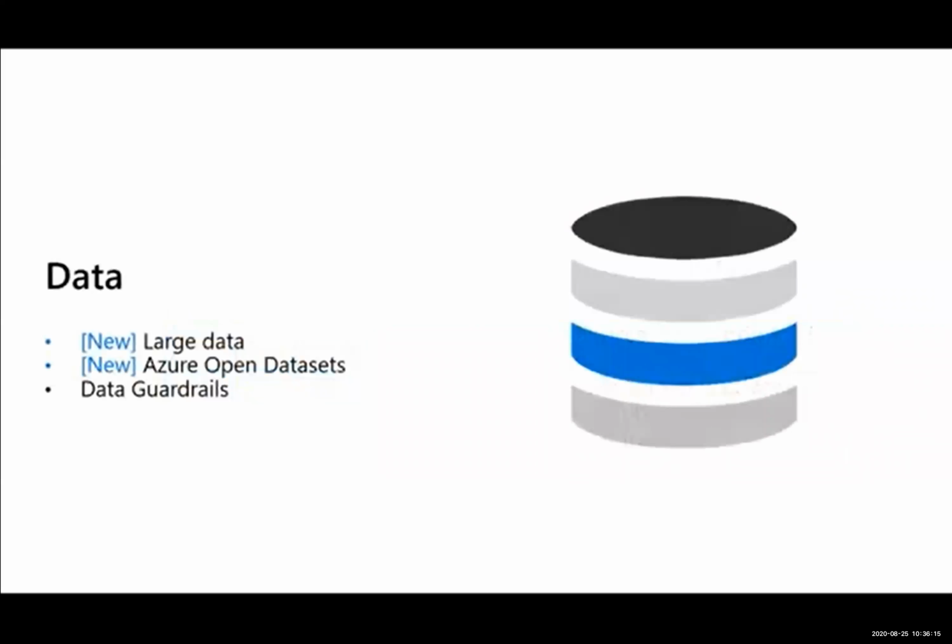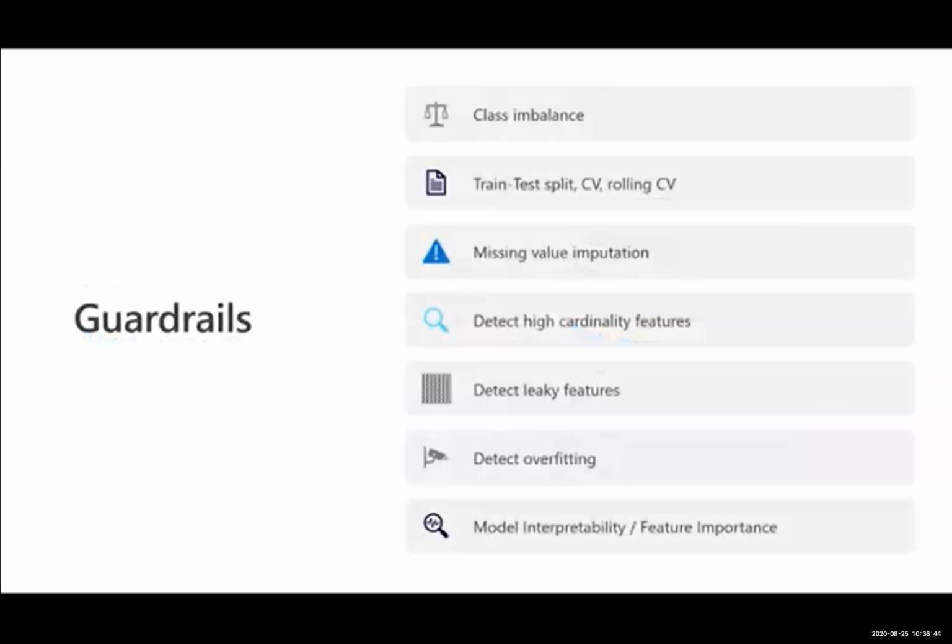Automated ML does support large data, and another thing that you could do is enrich your data with Azure Open Data Sets. For example, let's say you're creating a predictive model to forecast sales on a retail store. Weather data and holiday data can have an impact on your predictions. And now you can take advantage of Azure Open Data Sets to add in public holidays or historical weather, US population into your predictions. And we also do support data guardrails. So we do some detections of class imbalance, train test split, missing value imputation. We detect high cardinality features, detect leaky features, detect overfitting, model interpretability, and feature importance.